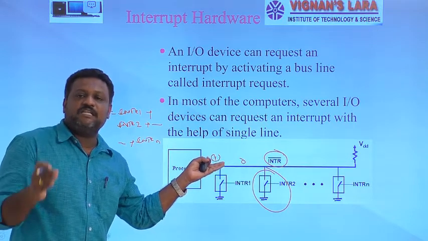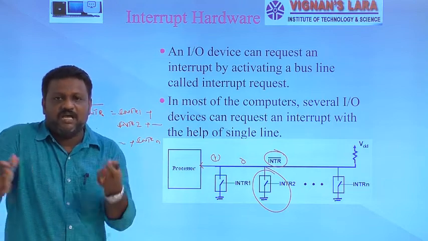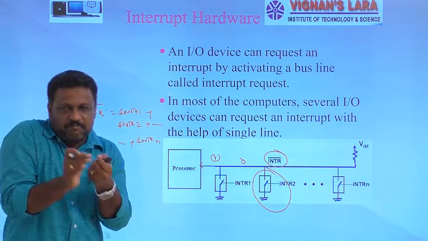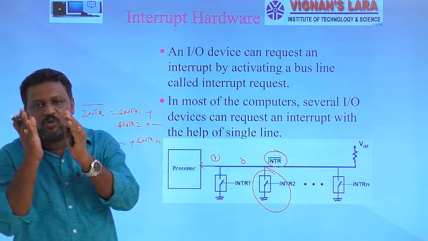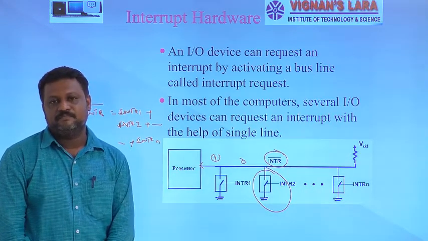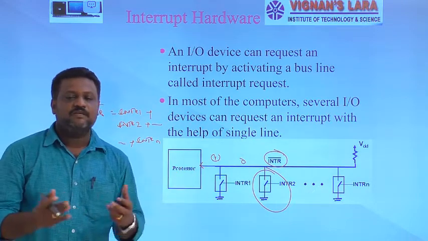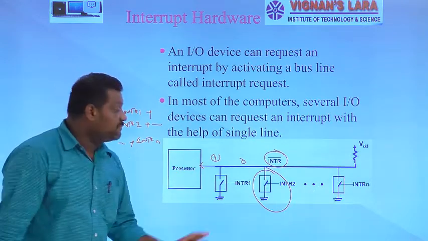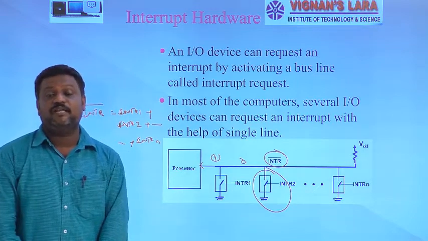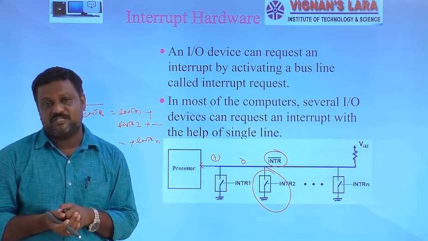It verifies the logic level of INTR bar only when? Before the start of every instruction. That means after execution of every instruction, before it starts the next one, it will go and verify the logic level present on INTR. So if only one device sends a request, it easily identifies that only that device sent a request. If multiple devices send a request signal, then how can your CPU recognize which device sent its request?